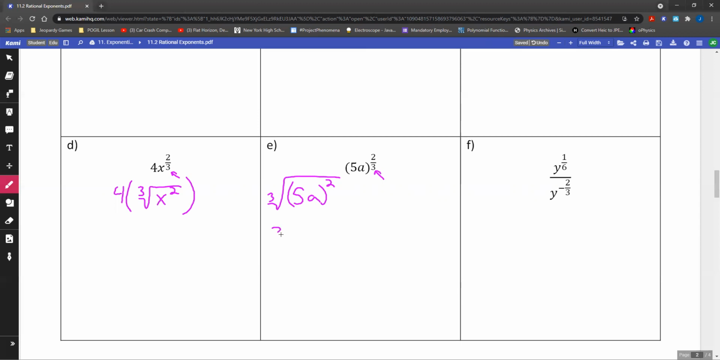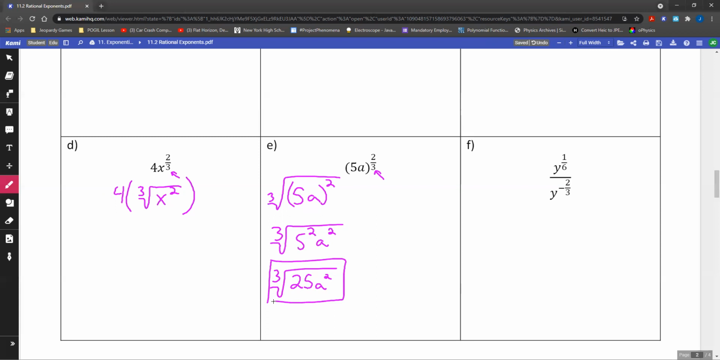I'm going to distribute that square to each term. So it becomes 5 squared a squared. Plug it in the calculator, 5 squared is 25. Now I can't do anything with that. So that's my most simplified answer.